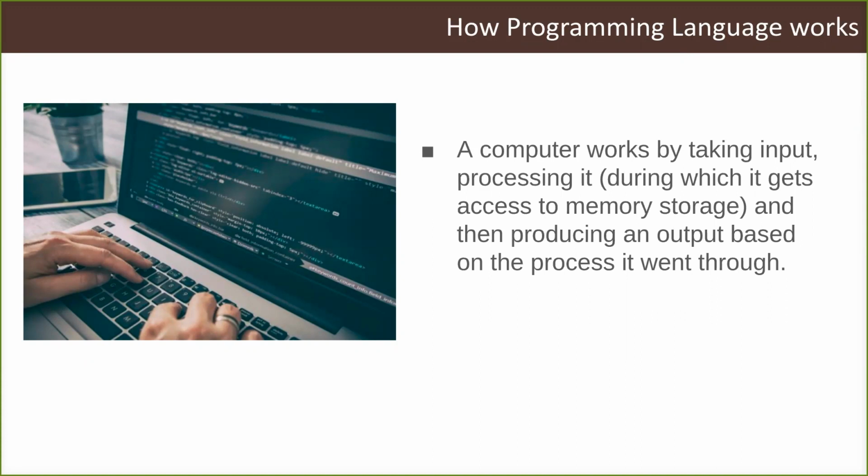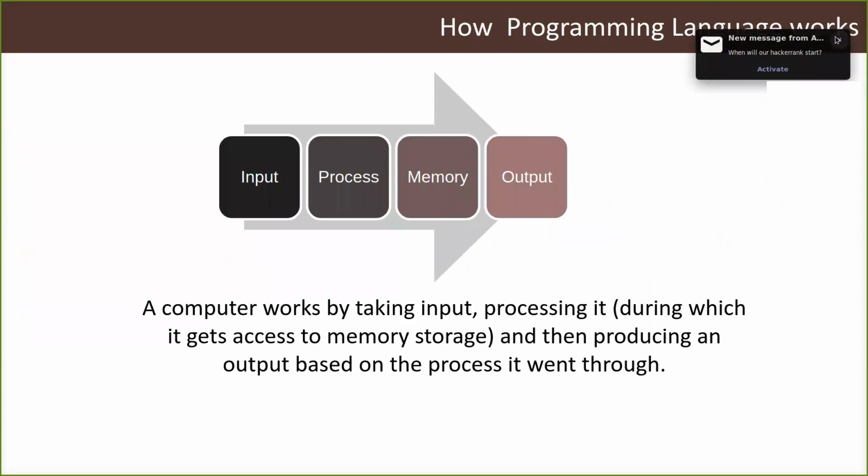Okay, even if you play music, even if you are watching a movie, you're playing a game, everything lies on the same principle. The computer essentially takes input from you, processes it. In the meantime, it uses memory storage to do that, and then it generates an output. And that's where basically programming language comes into the picture. You need to let your computer know the instructions that it has to follow. Okay, so that's when we need a programming language. So yeah, as mentioned, a computer works by taking input, processing it, and then generating output.